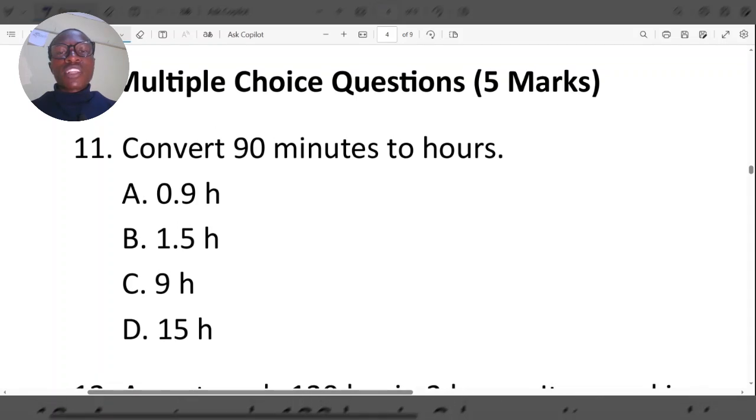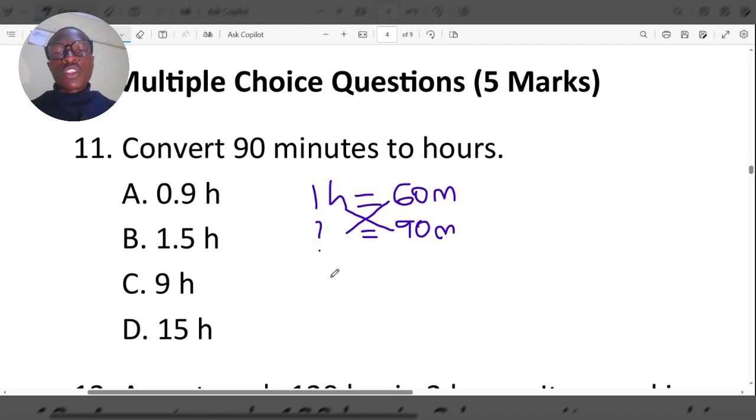We're told to convert 90 minutes into hours. So we already know that 1 hour equals 60 minutes. So therefore, what about 90 minutes? I normally say we are supposed to put the values with the same units on the same side, so that when you cross multiply, that arrow that connects the two values that you have should form your numerator.